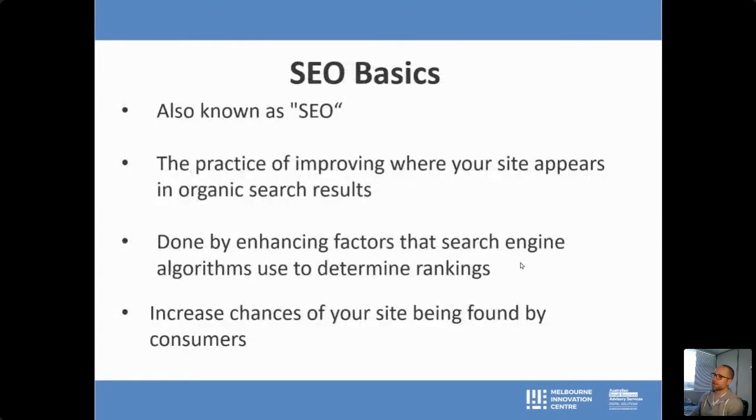So in terms of the SEO basics, SEO is also known as search engine optimization. It's basically the practice where you're trying to improve your site or different web pages on your website where they come up in the organic search results. SEO is done by trying to figure out the different factors that search engines like Google use to determine rankings, and then by enhancing those factors on and off your web page. By doing SEO, it's really going to increase your chances of your website being found by consumers that are actually interested in buying the products or services that you sell.